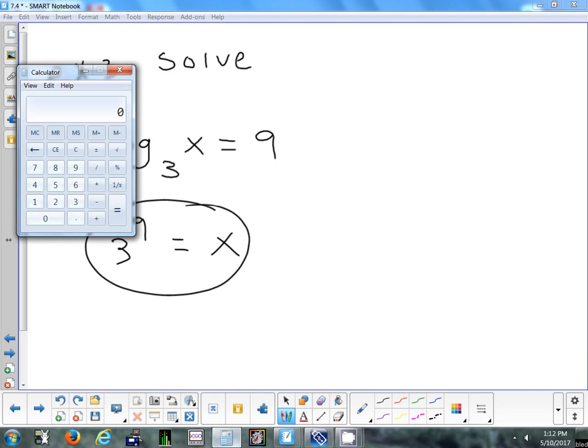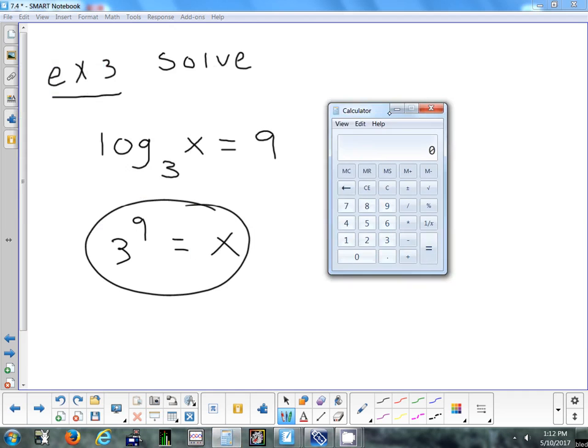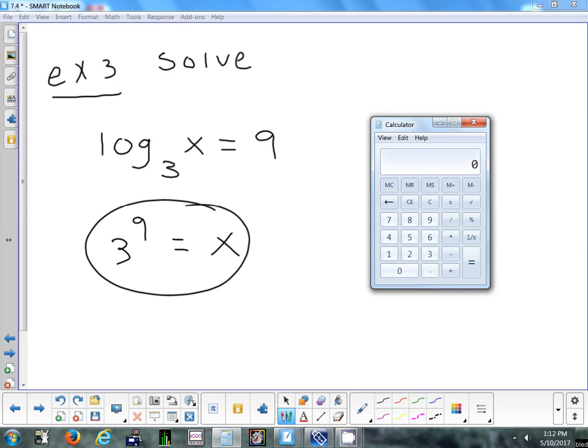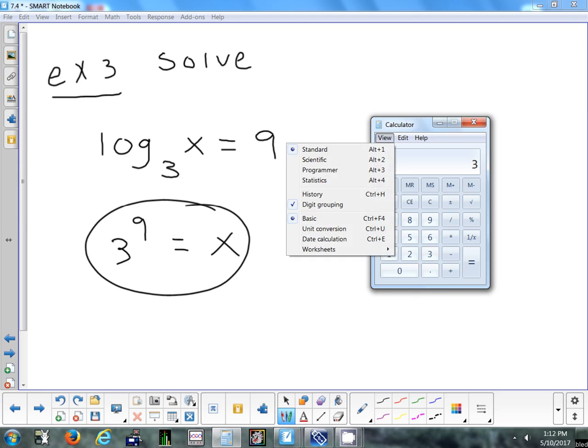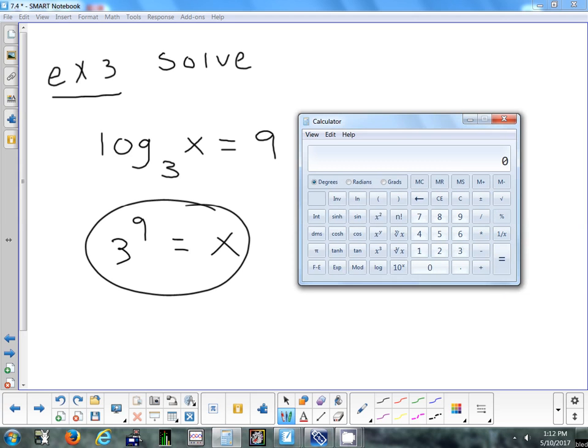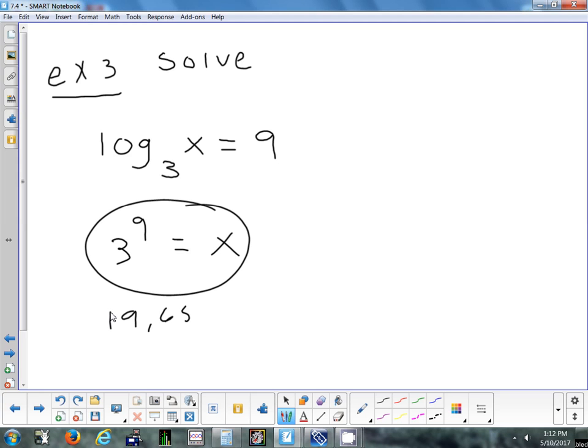We could do that out. That's not huge. I mean, it's not like in the billions or trillions. I think it's in the tens of thousands, but I need a calculator that does more than that. So 3 to the 9th, about 19,683. So in case they had you do that out, I'll just write it down. That's it. Any questions on that one?